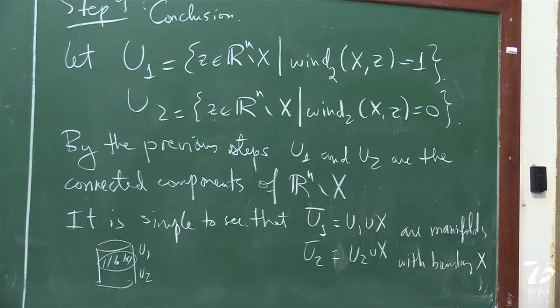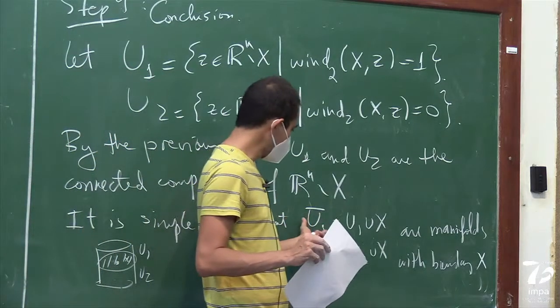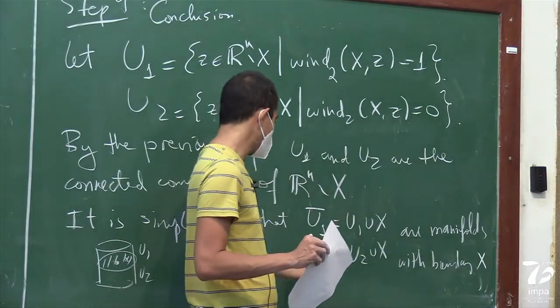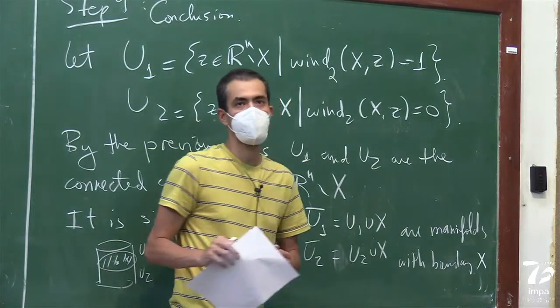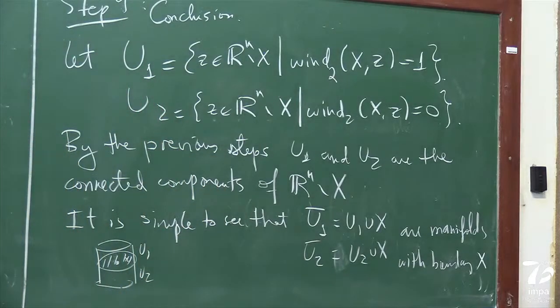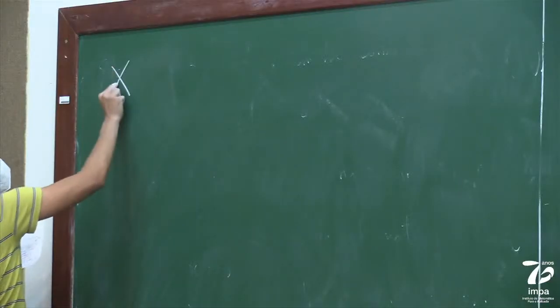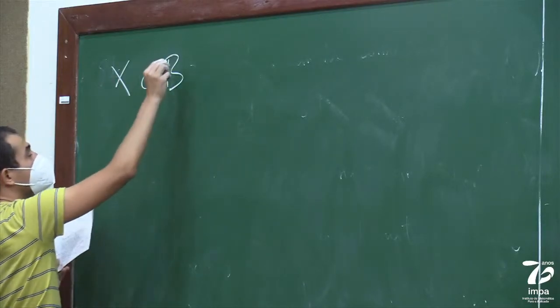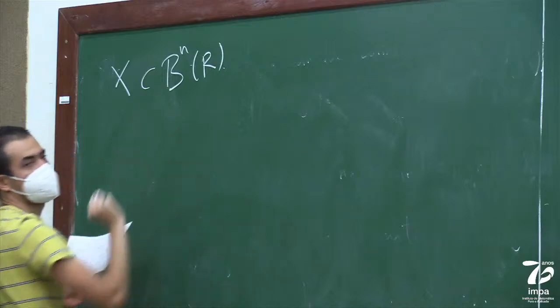And to finish, the last thing you have to see is that the closure of U1 is compact, and equivalently, that U2 is unbounded. So how do you show that? Well, we basically show that if you take a point with very large norm, then it has to be in U2, and it can't be in U1. So what you do is, X is compact, so X is contained in some ball of some radius r.